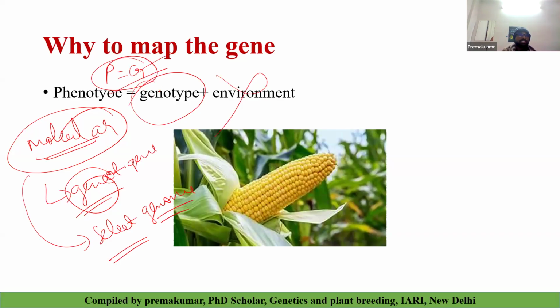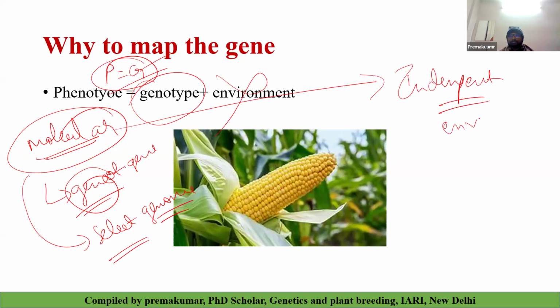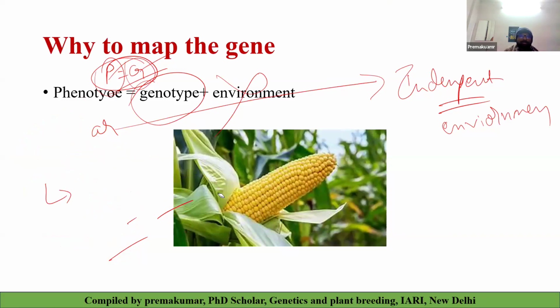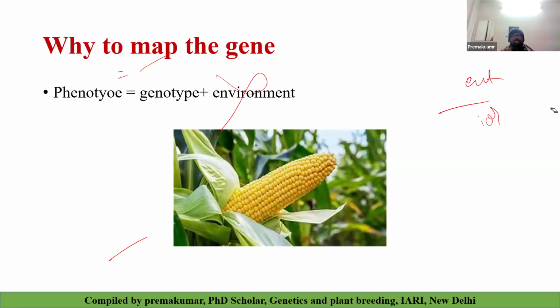Because, as I told you, the marker is independent of the environment. If your selection is based on the marker, then your phenotype is exactly the genotype. Then your selection will improve and your genetic gain will be improved. We discussed in detail what genetic gain is and what components affect it. See, every class is interlinked in plant breeding. Please watch my recorded videos before attending my next videos.